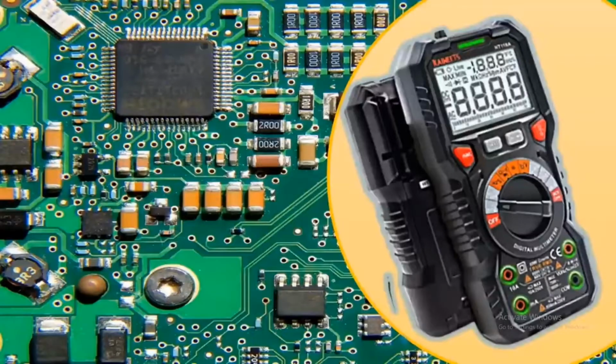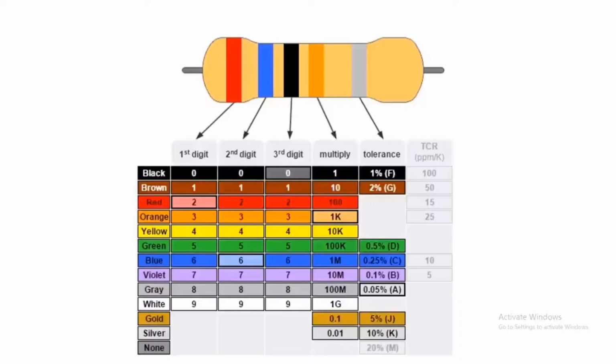The third method to find the value of the resistor is with the help of a multimeter. We are able to find the value of the resistor with a multimeter or ohm meter. But in this video, I will tell you how to find out the value with the help of the color code. So friends, see here. There are different colored bands on the top of the resistor. Each color indicates its own value.